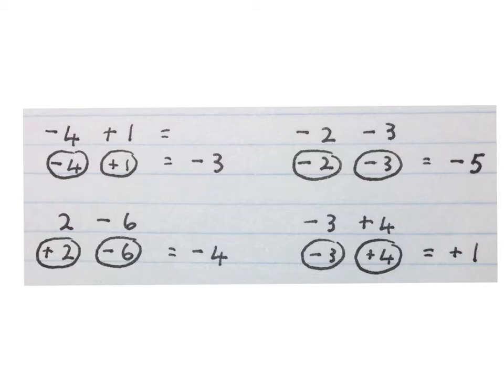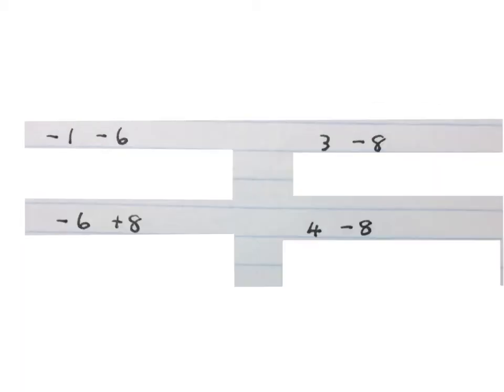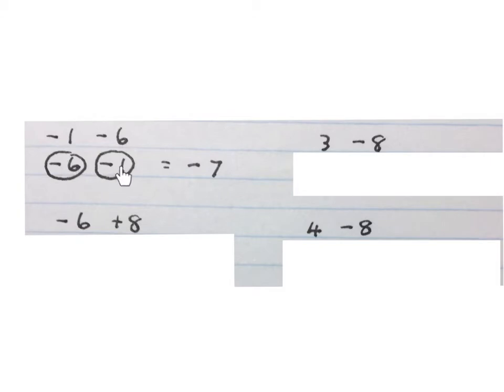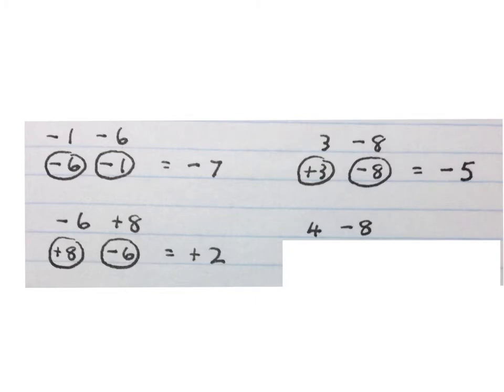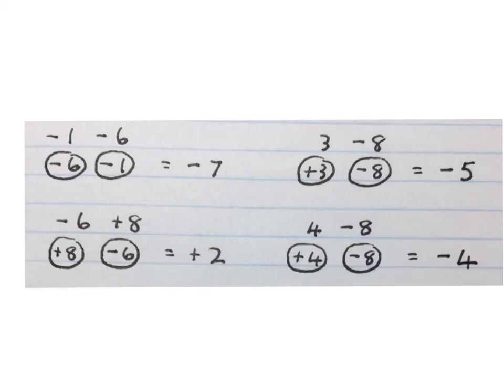Please stop the video and pick up this new way of thinking. Next question, minus 1 minus 6. So we owe 6 and we owe another 1, so we owe 7 in total. Final answer, minus 7. Minus 6 plus 8. Final answer, plus 2. We have more than what we owe, so we have 2. Next, 3 minus 8. Final answer, minus 5. I have 3 and I owe 8, so I can pay off some of my debt and I still owe 5. 4 minus 8 is minus 4.